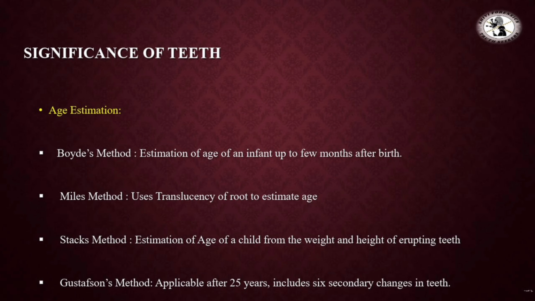Gustafson's method is mainly used for adults' age determination from teeth. It is mostly applicable for 25 years.